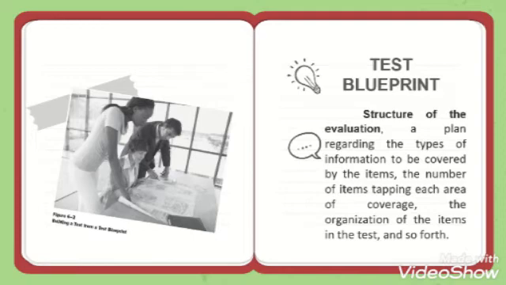Next, we have what we call the test blueprint. This is somewhat familiar to architecture and engineering, wherein the blueprint contains the format and the plans of a certain project, of a certain building. Now, in psychology, a test blueprint is a structure of the evaluation, a plan regarding the types of information to be covered by the test items, the number of items tapping each area of coverage, and the organization of the items in the test, and so forth.